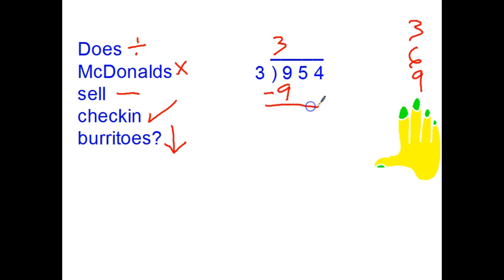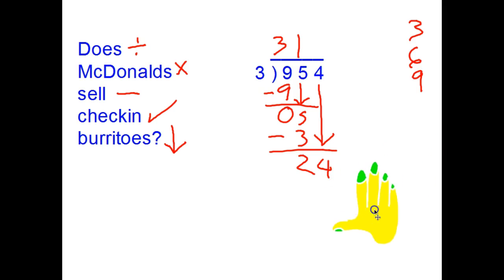When I subtract, there's nothing left. Is that allowed? Sure. And since there's nothing left, it's less than what I'm dividing by. Bring down my 5. How many 3's in 5 without going over? Well, 1 3 is okay. 2 3's would be too much. So I just have 1 3. 1 times 3 is 3. When I subtract, I got a 2. Check it. 2 is less than 3. I'm good. Bring down my 4.